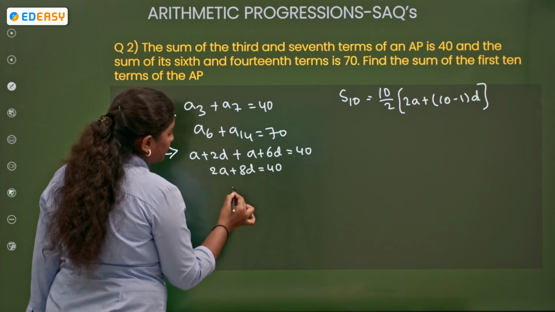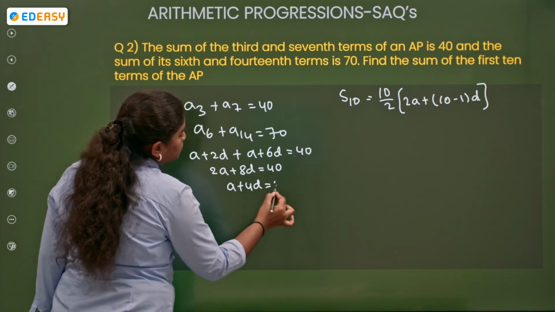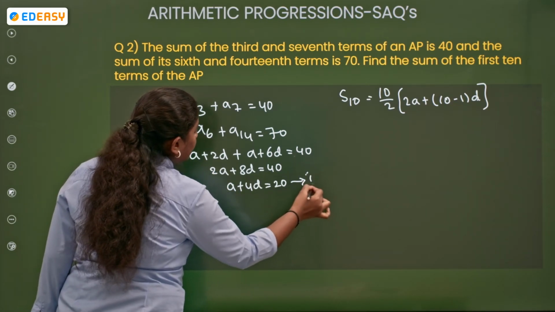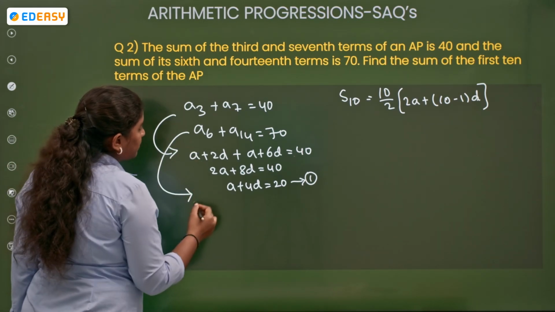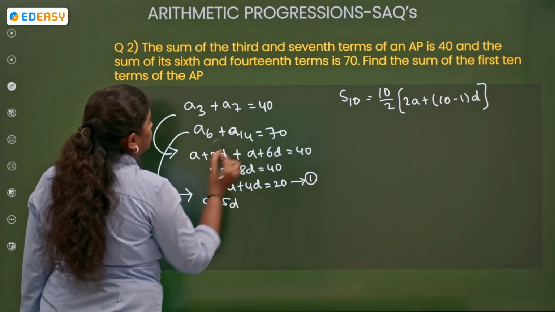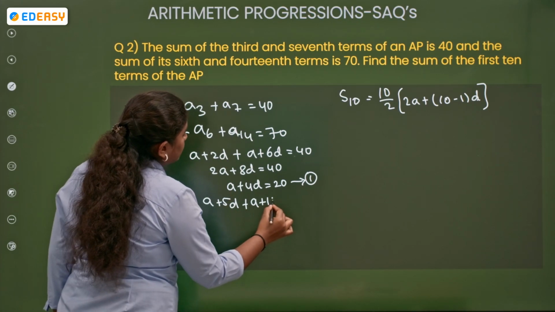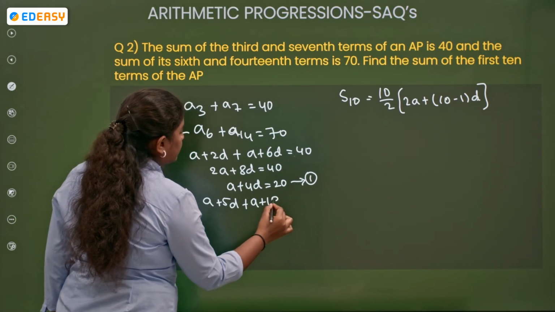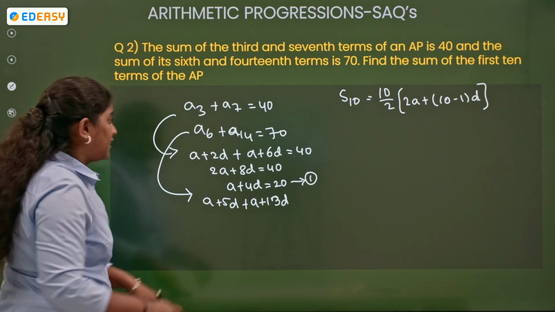If you simplify this once again, taking 2 common, A plus 4D equals 20. This is my equation 1. Next, coming to your second equation, A6 will be given by A plus 5D, and A14 will be given by A plus 13D. How did we get A plus 13D?